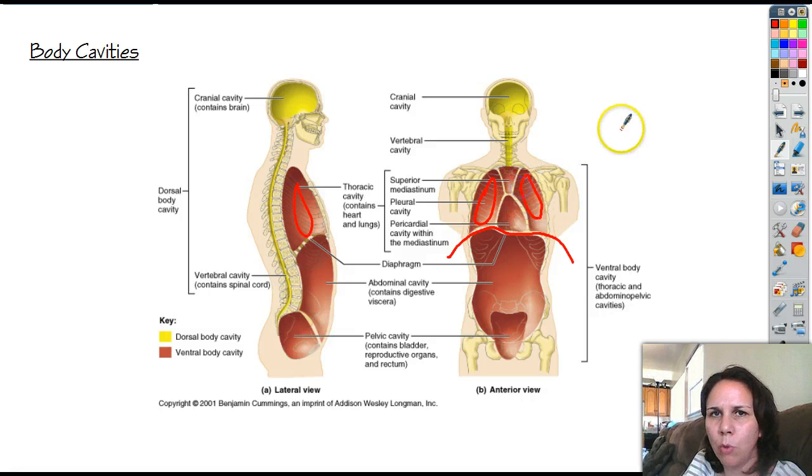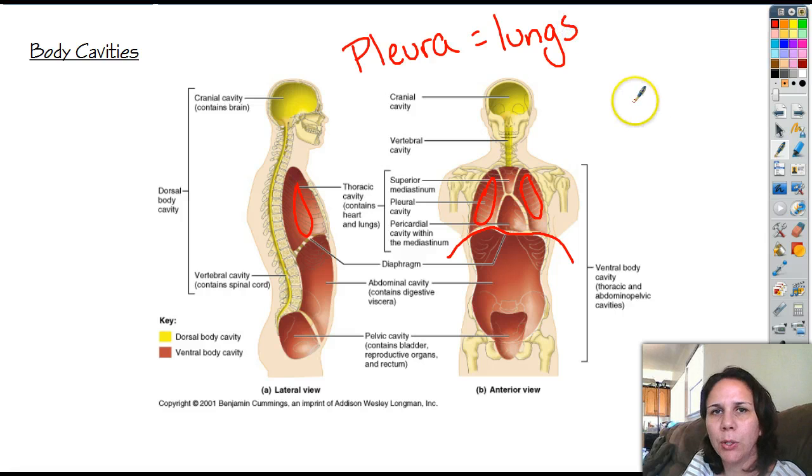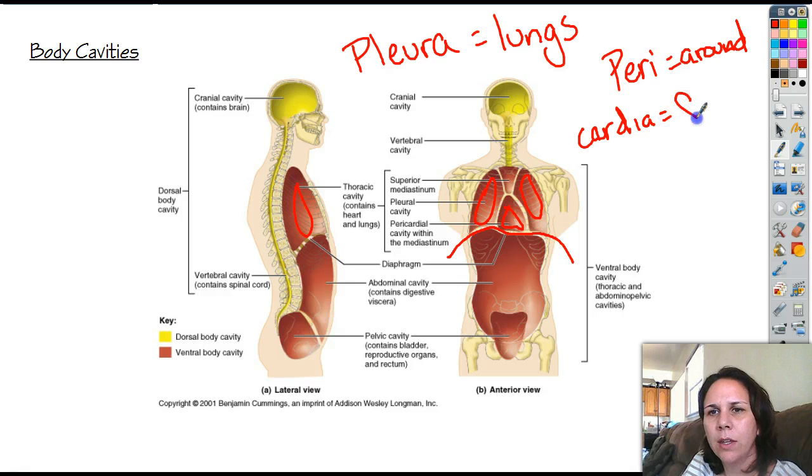Pleural, not as in more than one, but pleural as in lungs. So anytime you see that word pleura, that means lungs. So pleuritis, inflammation of the lungs, pleural cavity, lung cavity, and so on. Then we have this one right here, which, as you can imagine, your heart goes in there. That is called the pericardial. Peri means around, not Perry the platypus, and cardia means heart. So pericardial just means around your heart.